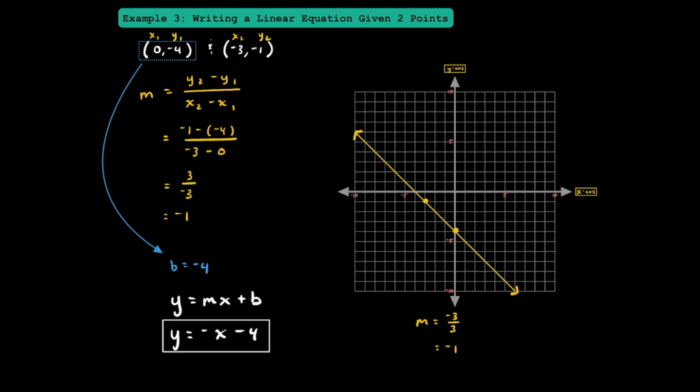This is what the graph would look like. Here's 0, -4, or our y-intercept, and we can see a consistent pattern of down 1 to the right 1. Keep in mind that a down 3 to the right 3 pattern is the same thing as a down 1 to the right 1 pattern.